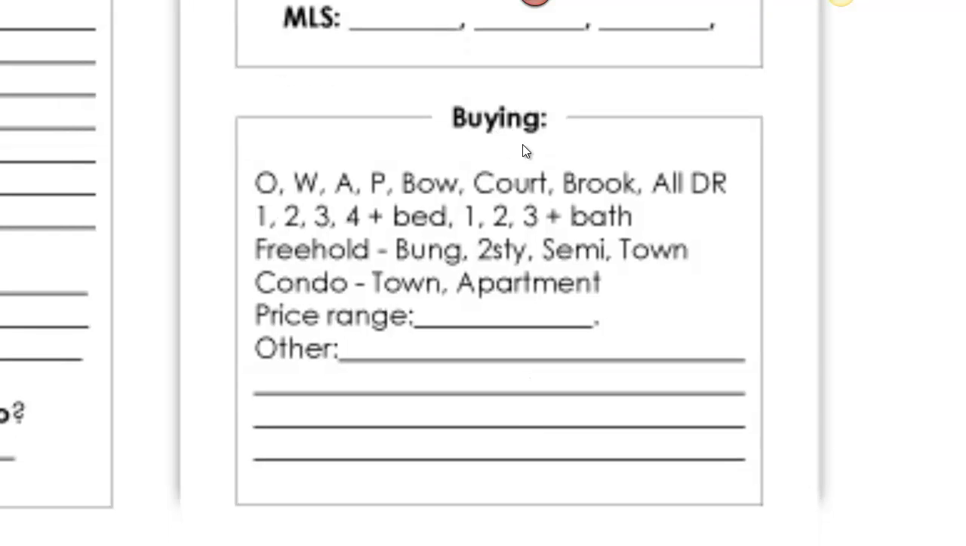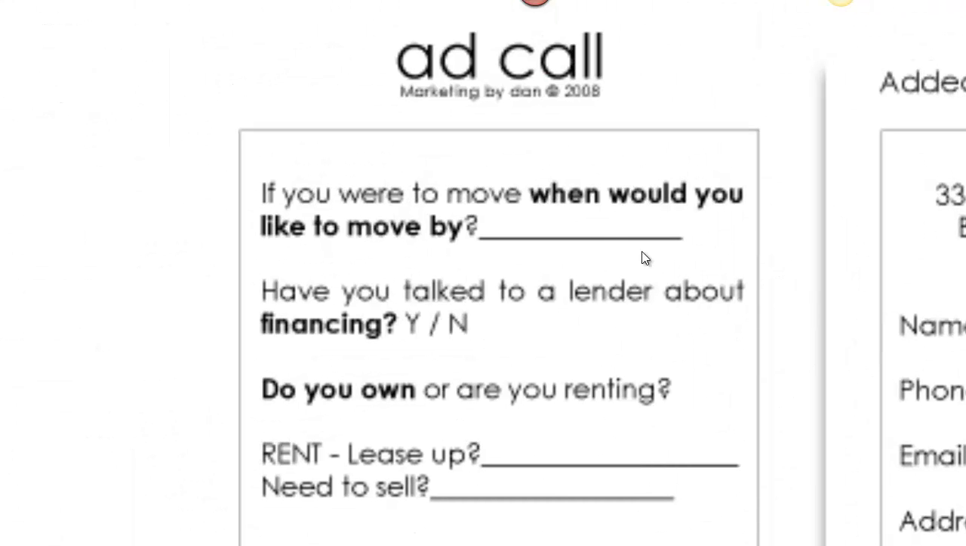I can quickly find out if they're buying. So I would say I work Oshawa, Whitby, Ajax, Pickering, Bowmanville, Courtice, Brooklin, or all of Durham. So when I'm on the phone with somebody, I can quickly just circle off. They're looking in Oshawa and Whitby for a 3-bedroom semi-detached home under $250,000. And I can just quickly circle and check off and make all the notes on their buying criteria. During that conversation, I would be scripting them on the qualifying questions.